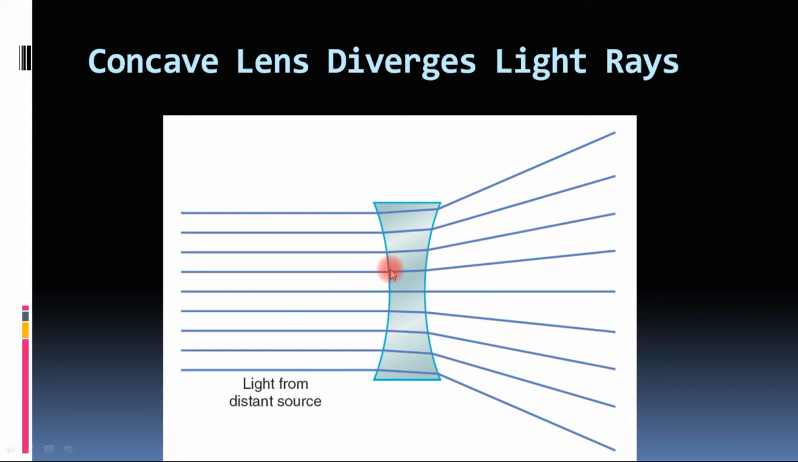Half of the bending of light will be done at this interface, and half will be done when the light goes out of the lens back to the air or to any other medium, depending on the difference in the refractive index. So this is how the concave lens diverges the light rays. As you can see here, the focal point cannot be formed behind the lens because the light rays are diverging.